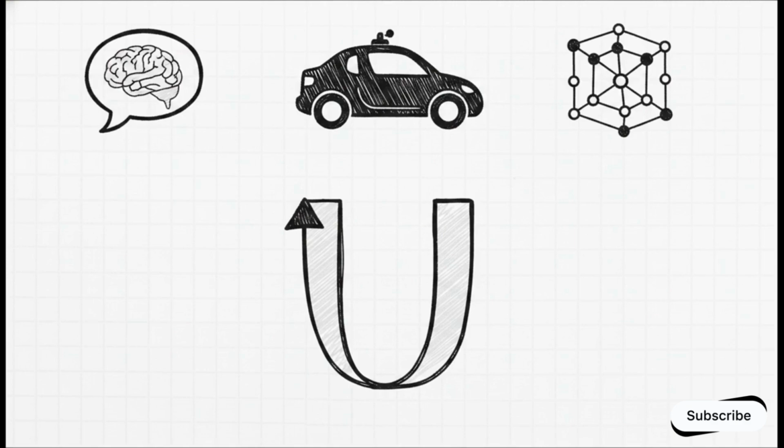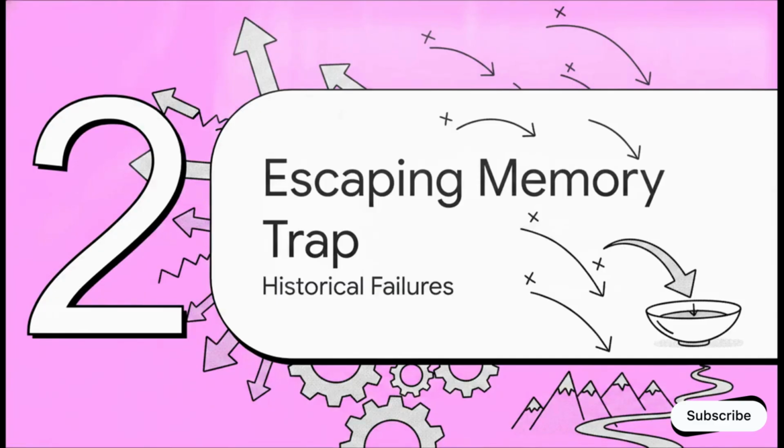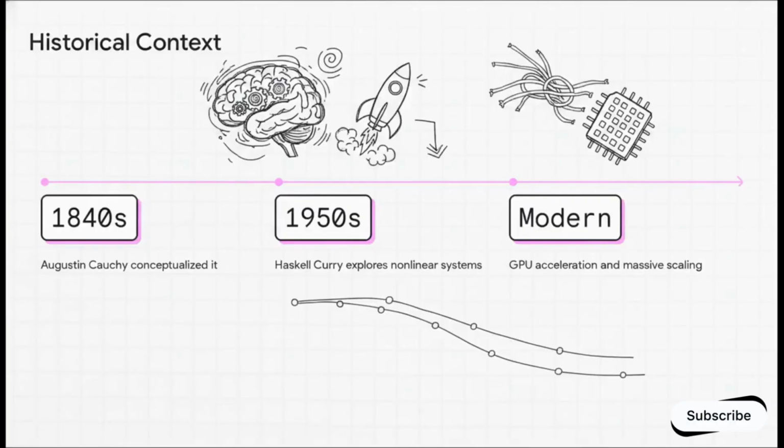Every single weight in every neural net you'll ever build is updated using a direct descendant of this exact engine. Okay, moving on to Section 2, escaping the memory trap. Let's actually look at how this evolved from early historical failures to the engineering reality we deal with today. Because it wasn't always obvious that gradient descent was the holy grail.